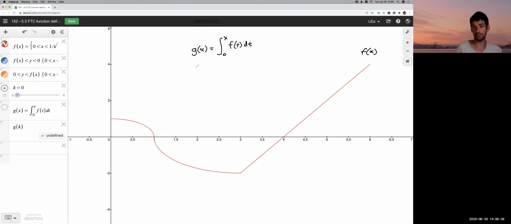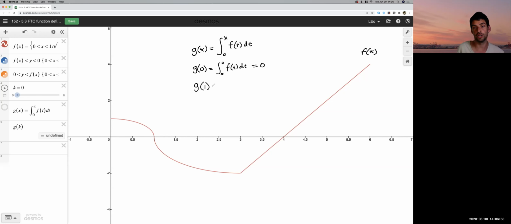So for instance, g of 0 just means plug 0 in for x, which is the same as saying integrate the function f from 0 to 0. In other words, we're finding the area between 0 and 0, which there isn't one. This is one of the properties of definite integrals, that if you integrate over a single value like this, you get 0. Okay, let's make it a little more interesting.